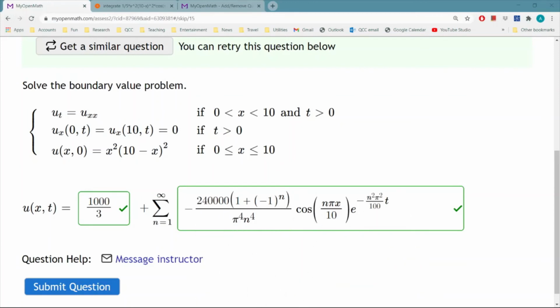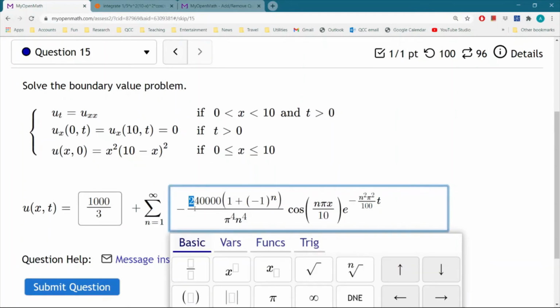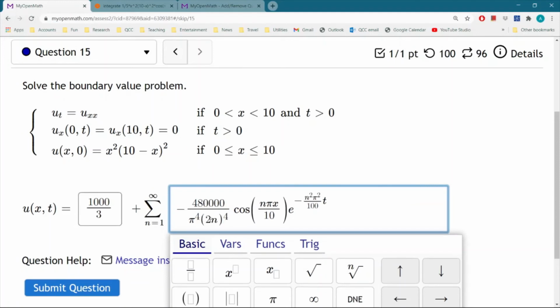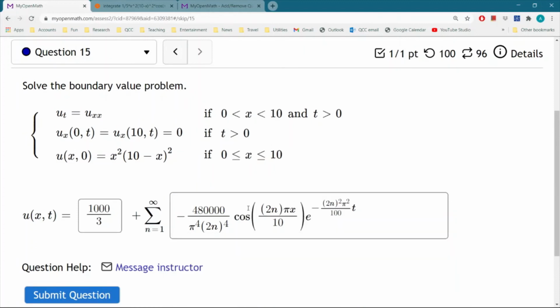So one thing you can do is just sum up the even terms instead. So we can just change this to a 2, which makes this 48,000, right? Get rid of that stuff. And then just replace all the n's with 2n's, because those are the only n's that survive. Only the terms that are even survive, so those are of the form 2n. Right? So that's another way to write down the answer.